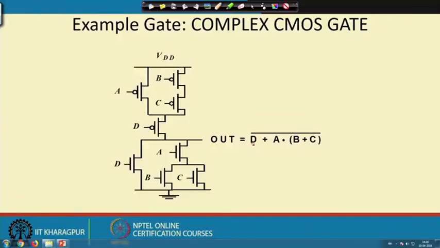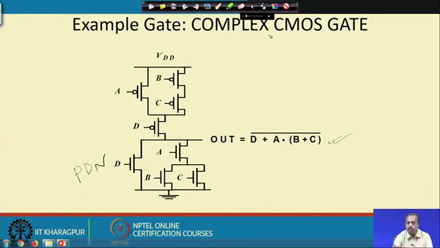Next, we will look into a more complex example of CMOS gate based combinational circuit realization. So, let us consider the example where the output is given by D plus B into A into B plus C. When we are doing it, we should have an N network and a P network. The N network consists of the N type transistors which constitute the pull down network, and we have the P type network which corresponds to the pull up network.